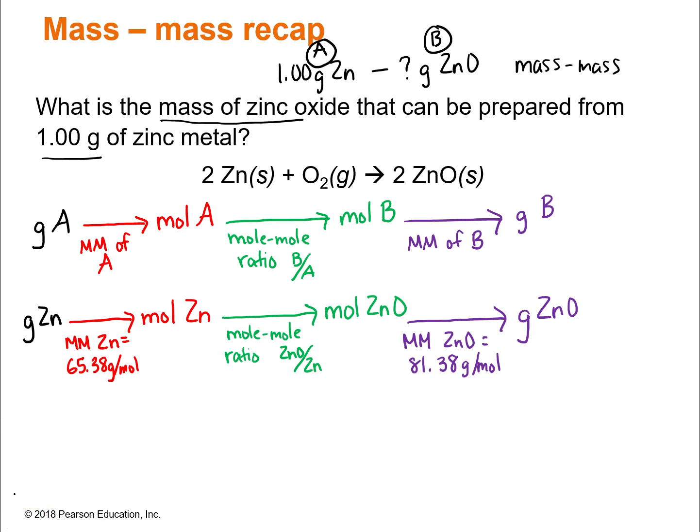Good. Now it's time to fill in some numbers. We're starting with 1 gram of zinc. For our molar mass, we need to go from grams to moles. So am I putting the grams in the top or the bottom? Yep, I'm putting them in the bottom.